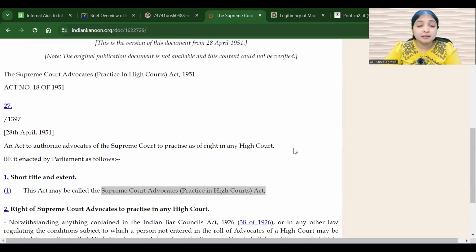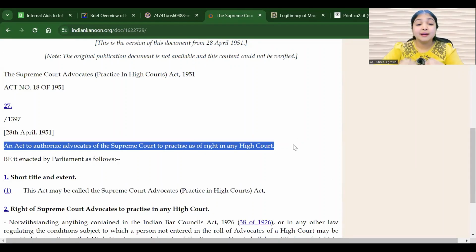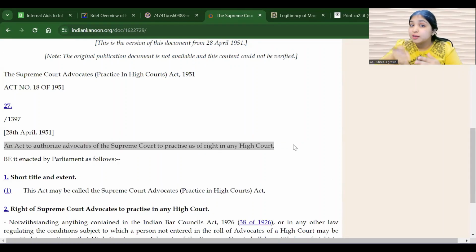But the long title, which is given over here, is actually describing the act. It is telling us what this law is all about. It is telling us that this law is about the Supreme Court judges practicing in High Court. They have a right to practice in High Court. So the short title is only for convenience, but the long title is the one which actually describes the law. The long title can actually be used for the purpose of interpretation. The long title is a part of the act. It is a part of the statute. It can be used as an aid to interpretation.